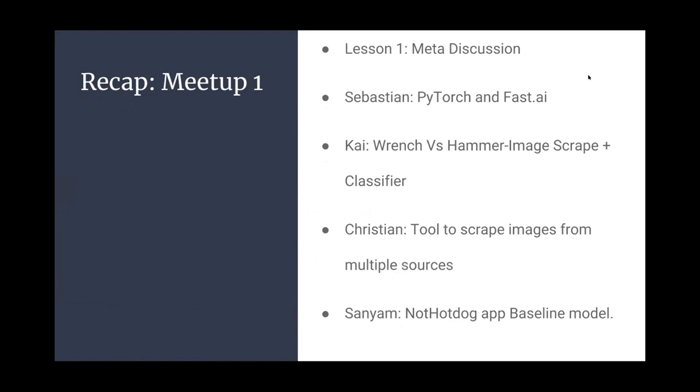Just to give you a recap, we had a discussion of lesson one during our previous meetup. Sebastian had presented a PyTorch and Fast.ai API overview. And if you remember, Kai had done a wrench versus hammer real-time image classification, which is pretty cool. Christian had shared his tool to scrape images from multiple sources, Google, Bing, and I'm not sure I remember the third one, I'm sorry. And I had briefly spoken about the Not Hot Dog app that I'm trying to build along with a few members from the Asia virtual study group.